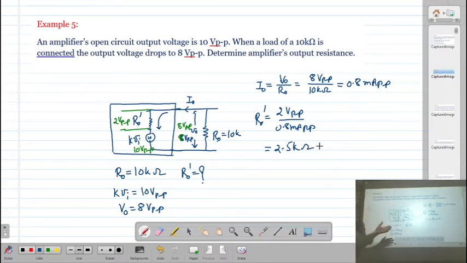Okay? So here you don't need to remember any formula. Directly with common sense, by applying Ohm's law, you can calculate what is the output resistance of the amplifier. Okay?